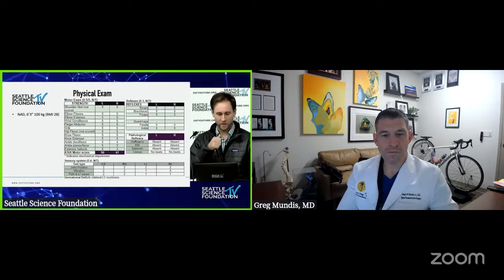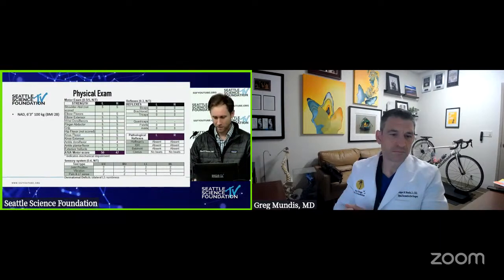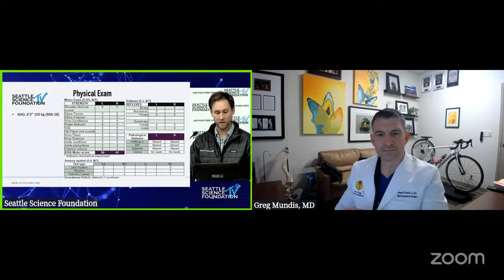So here's his exam. You can see he's got some mild right-sided weakness, primarily down at the ankle. No other pathologic reflexes. He's a pretty big guy, 6'3", 100 kilograms. I'll just scroll through his MRI here to start. It's a little difficult to tell based on the sagittal T2, because he's obviously developed a bit of a coronal deformity.